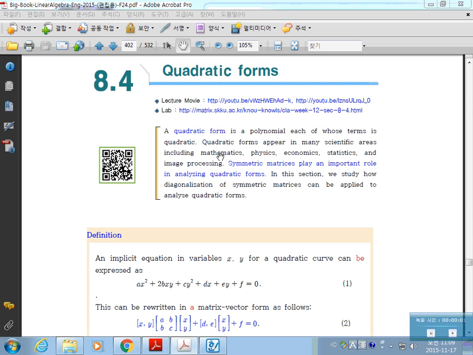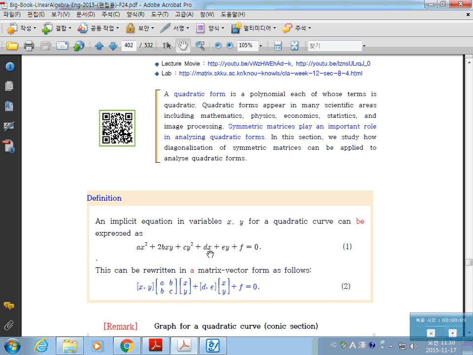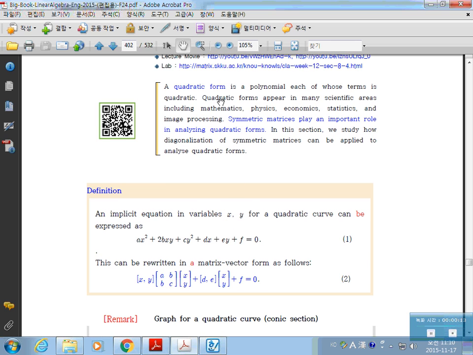Start section 8.4, quadratic forms. Okay, a quadratic form looks like this for the two-variable case. Quadratic forms appear in many scientific areas including mathematics, physics, economics, statistics, and image processing.